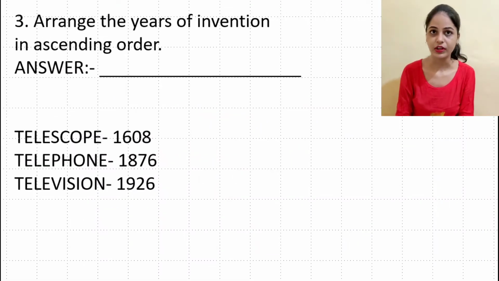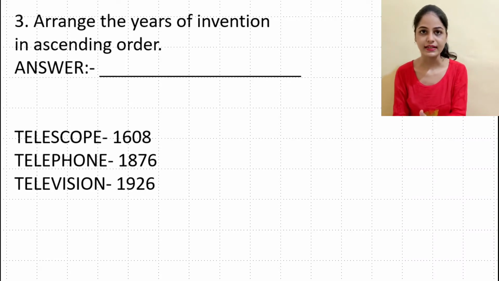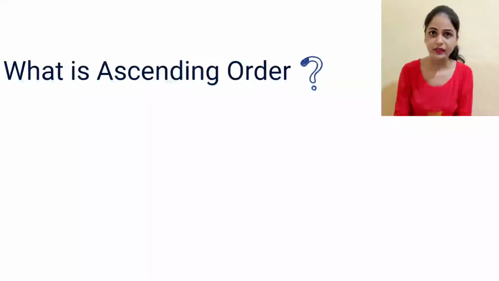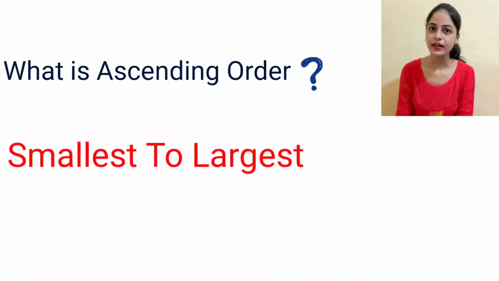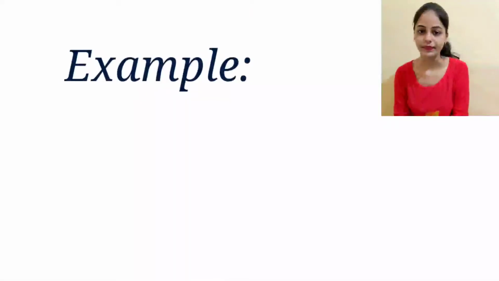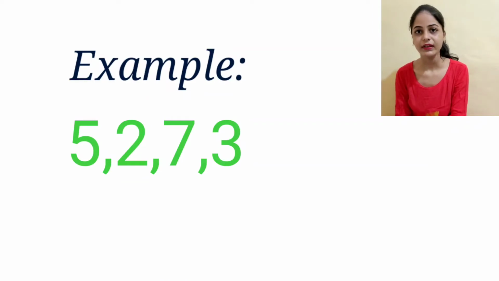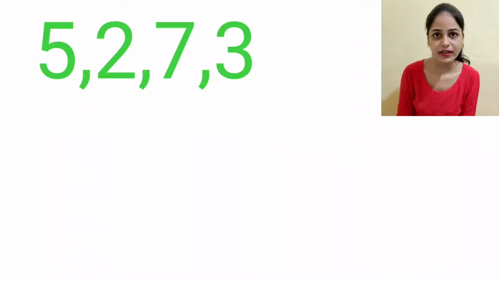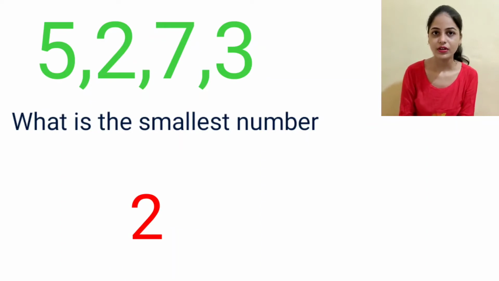Let's move on. Third question. Arrange the years of invention in ascending order. What is ascending order? Ascending order means arranging the numbers from smallest to the largest. Take a small example. The numbers are 5, 2, 7, 3. According to you, what is the smallest number? The smallest number is 2. So here I have written 2.